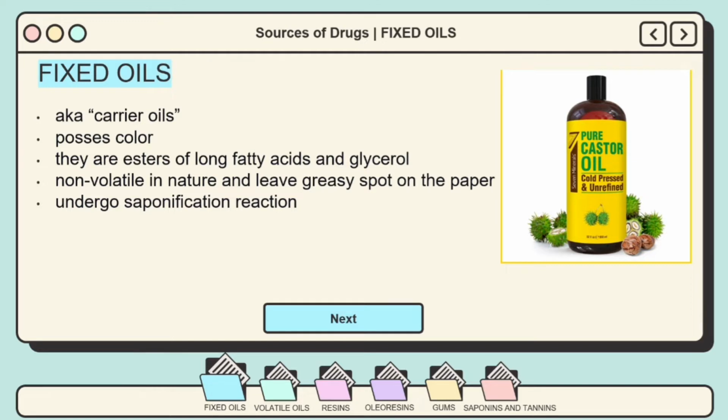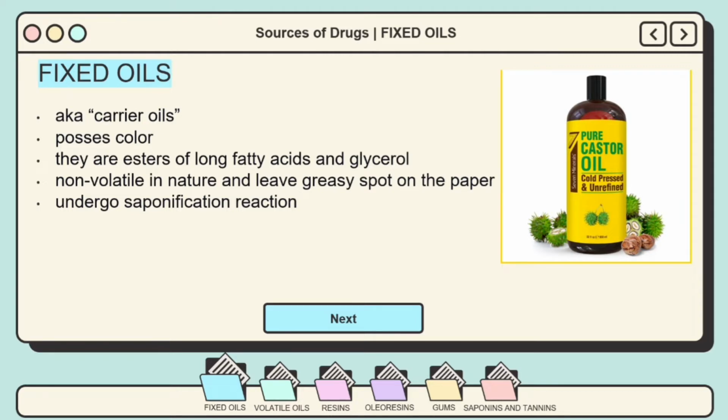This means that they are used as base oils that dilute essential oils before topical usage, as the latter are much too potent to apply directly to the skin. The said oil can also give an aromatic and therapeutic effect to the user when mixed with essential oils.